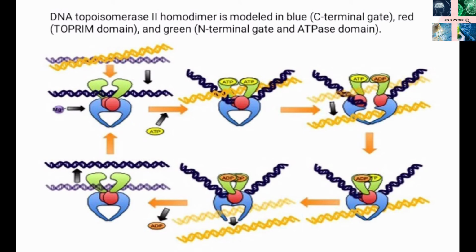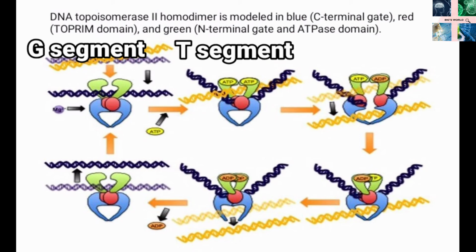Next, about type 2 topoisomerases. It makes a transient double-strand break in the DNA helix and forms a covalent linkage to both the strands of the DNA helix, and it occurs at the same time. During catalysis, the enzyme introduces a double-strand break in one DNA segment, which is termed the G segment, and it passes a second DNA segment which is termed the T segment.